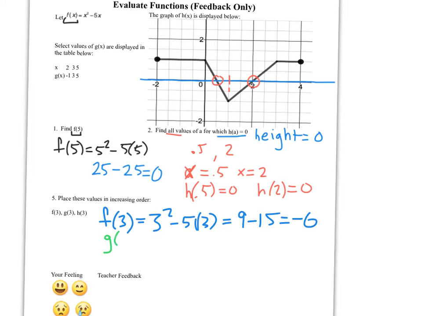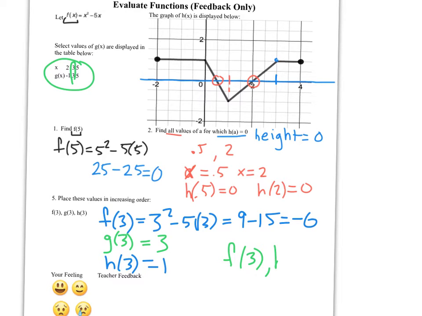G of 3 means I'm looking at my table for where the input is 3, and we have a 3 for the output. And h of 3 means we're looking for the height of the graph when x is 3. I find where x is 3, I find the height, and that's going to be 1. What that means is that f of 3 is the smallest, because it's negative 6. H of 3 is the middlest, totally a thing. And g of 3 is the biggerest. Those are totally the right words for that.